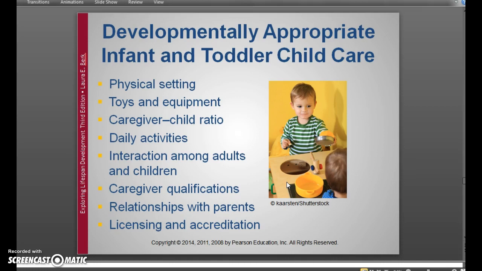So developmentally appropriate infant and toddler child care. As your infant has progressed into toddlerhood, it is essential to start looking at child care, moving into preschool, and where these children are placed does become important in how they do for the remainder of their school age years.